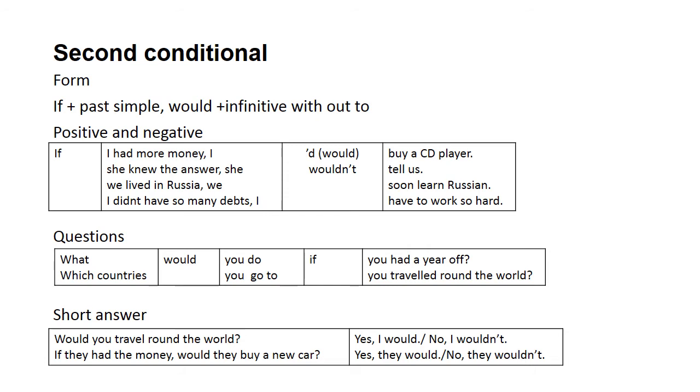And if I make a question with a short answer, I should say, would you travel around the world? And the answer will be yes, I would, or no, I wouldn't. And if I begin with if, they had the money, would they buy a new car? Yes, they would, or no, they wouldn't. And also we find would in all sentences with the second conditional, and would is a modal auxiliary verb. The form of would is the same for all persons.